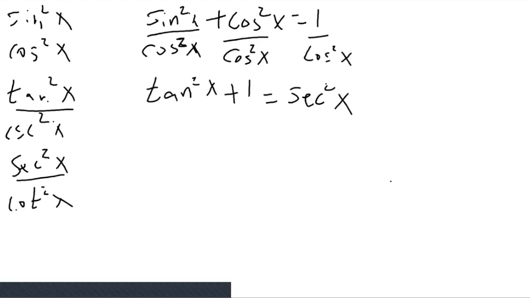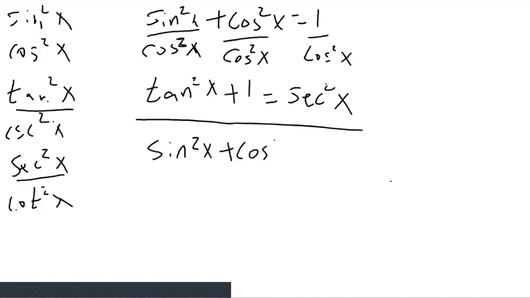So now, if we wanted to find cosecant squared of x or cotangent squared of x, we would instead divide the original sine squared of x plus cosine squared of x equals 1 by sine squared of x. So we can do that again really quick. Let's write this out. So we'll divide it all by sine squared of x.